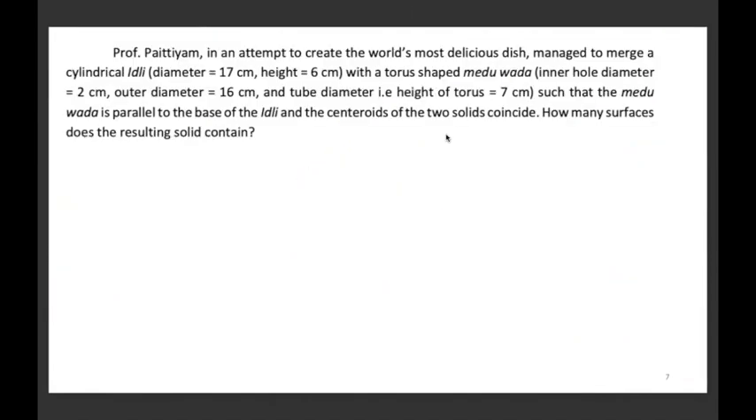Professor Patiyatiyam, in an attempt to create the world's most delicious dish, managed to merge a cylindrical idli. It's a cylindrical idli, diameter is 17, height is 6 centimeter, with a torus-shaped mendu vada, inner hole diameter 2 and outer hole diameter 16 and tube diameter, which is the height of the torus, is 7 centimeters, such that the mendu vada is parallel to the base of the idli and the centroids of the two solids coincide. How many surfaces does the resultant solid contain?